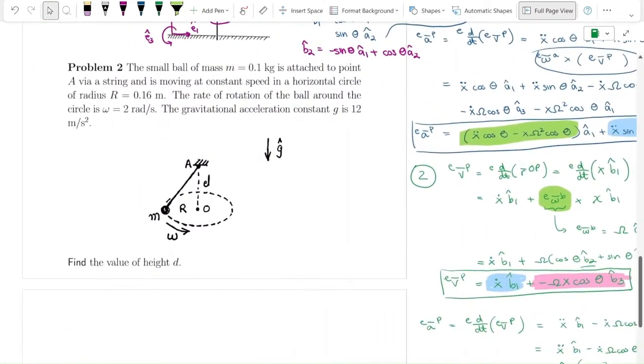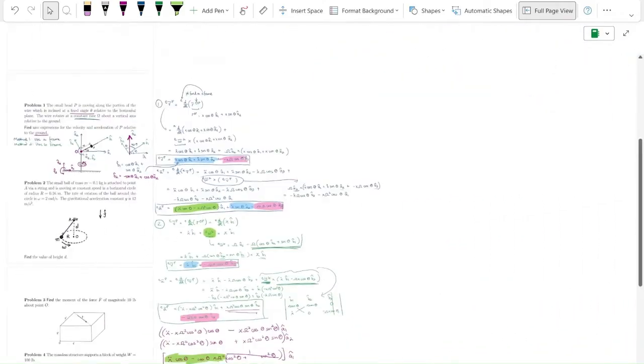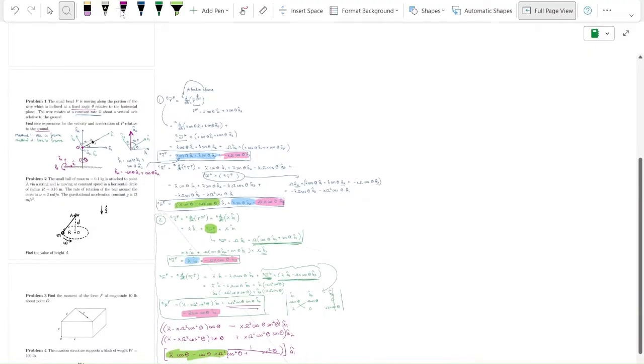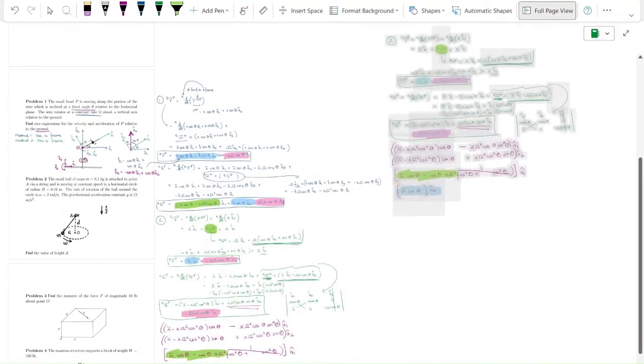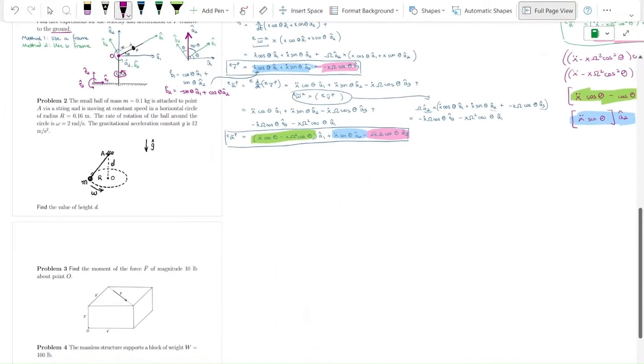So now we can go to problem 2. We don't have a lot of room, so let me just actually move. Let's do this.